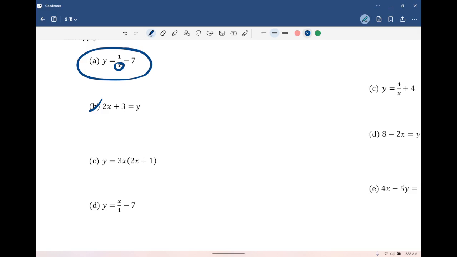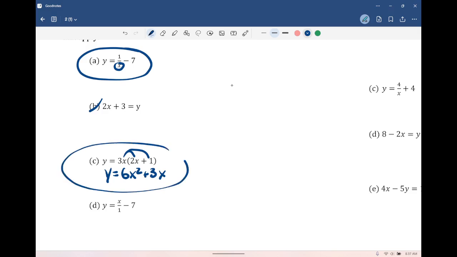Now, C. C is a trick question. Can I identify whether or not this is linear or nonlinear yet? When we distribute, everything was spot on except for that one exponent. We should get 6x squared. As soon as we see the squared, is this linear anymore? Nope. And so I'm going to circle it.